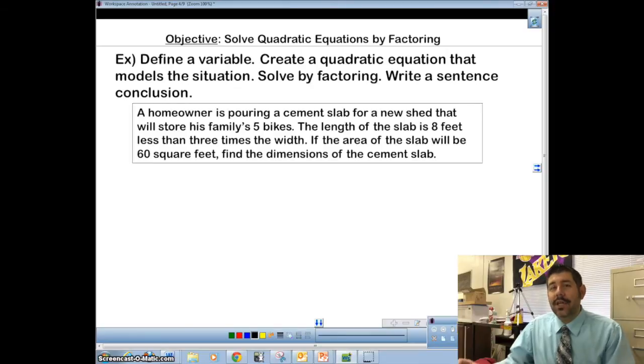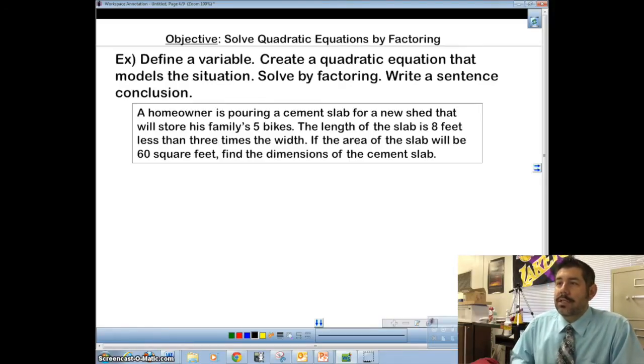All right, so let's take a look at some examples where we'd use factoring quadratics in order to solve them, okay? So let's create an equation here.